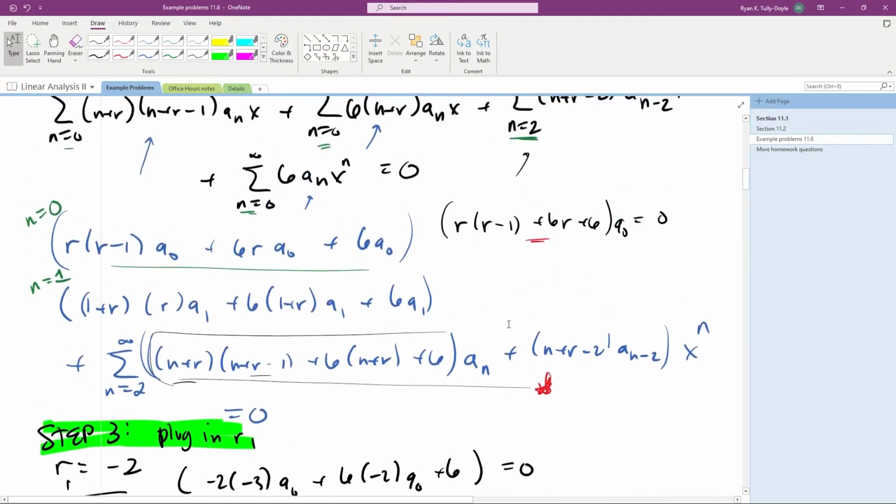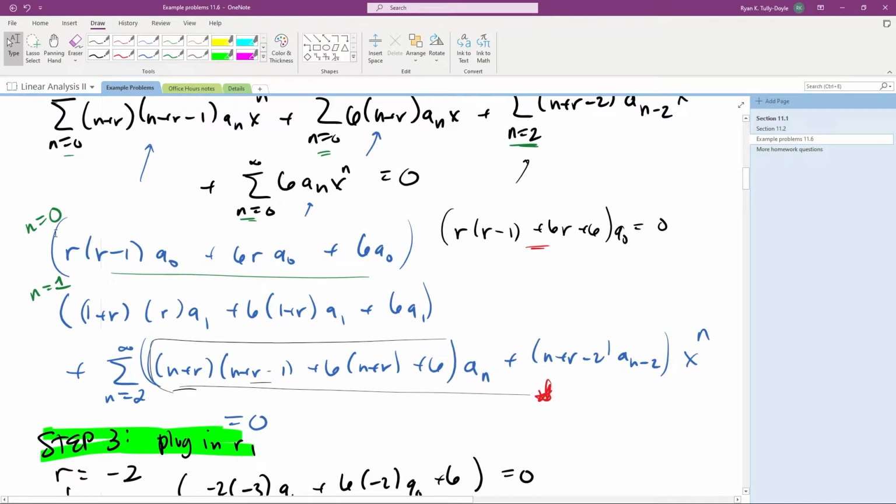Okay, so we've built out our recursion by peeling out the n equals 0 term and the n equals 1 term, and we smashed everything else together into the sum from 2 to infinity. So this contains all of the rest of it. And what I'm going to do is take all of this and set all of that equal to 0, and that will be the recurrence relation that I use to generate all of the rest of the coefficients.